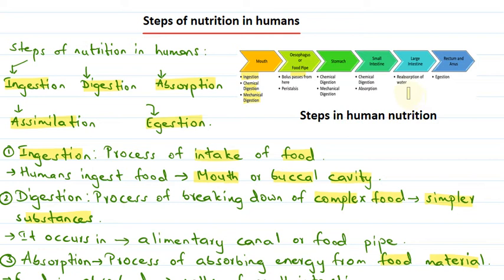After this, the undigested food passes out of the body by the last process, called egestion. The undigested food gets stored in the rectum, and finally it passes through the anus outside the body. Egestion is the process that helps in removal of this undigested food from the body. So these are the different steps of nutrition that take place in human beings.